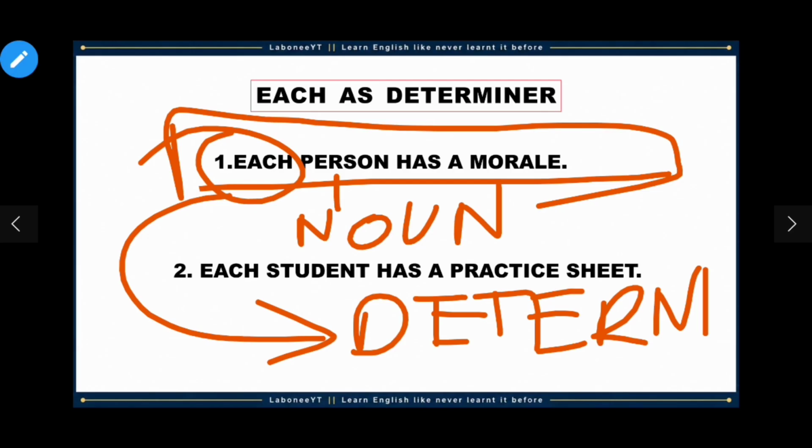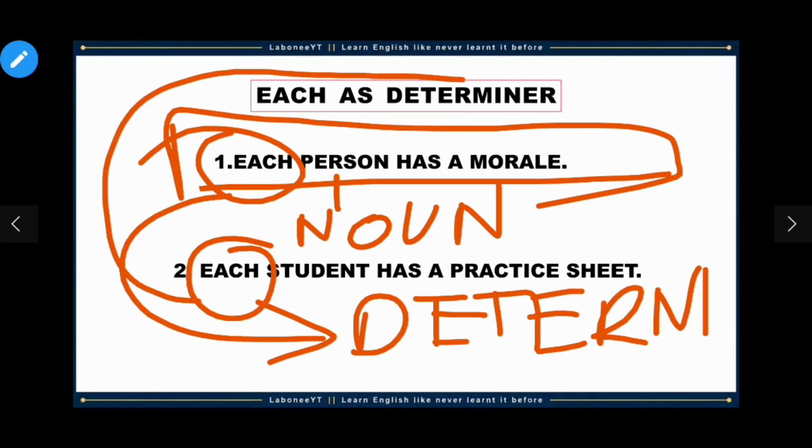If I talk about the next example here, each student has a practice seat. So each denotes the position or determines the student who has a practice seat. Hence, each is used also as a determiner too in this example. So we can say that each is used as a determiner in English.